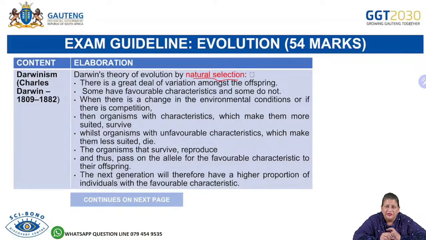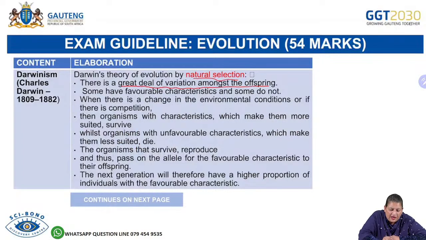So let's see, what is Charles Darwin's idea of natural selection? He said that there is a great deal of variation amongst the offspring. First of all, understand what is the word variation. The word variation comes from the word variety, differences. So he's saying that in all populations, there is a variation in the offspring. That means in one population, all those individuals, all those offspring have something that is different to each other. So there's a great deal of variation in a population.